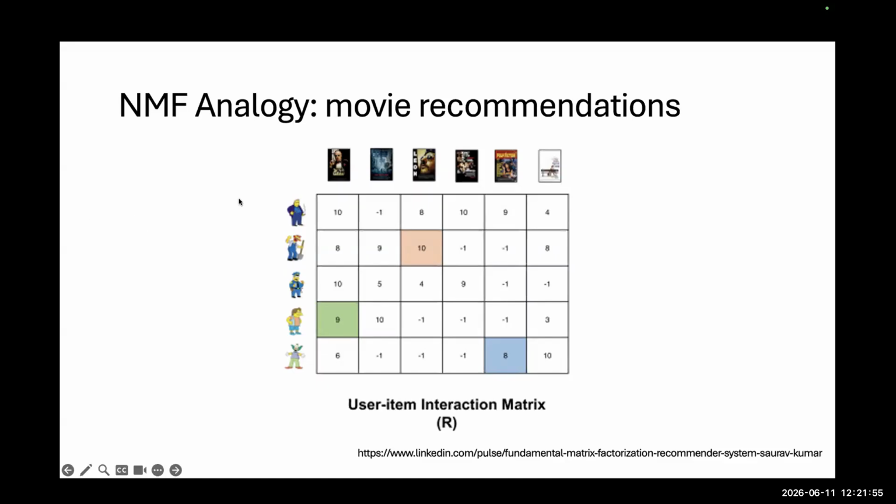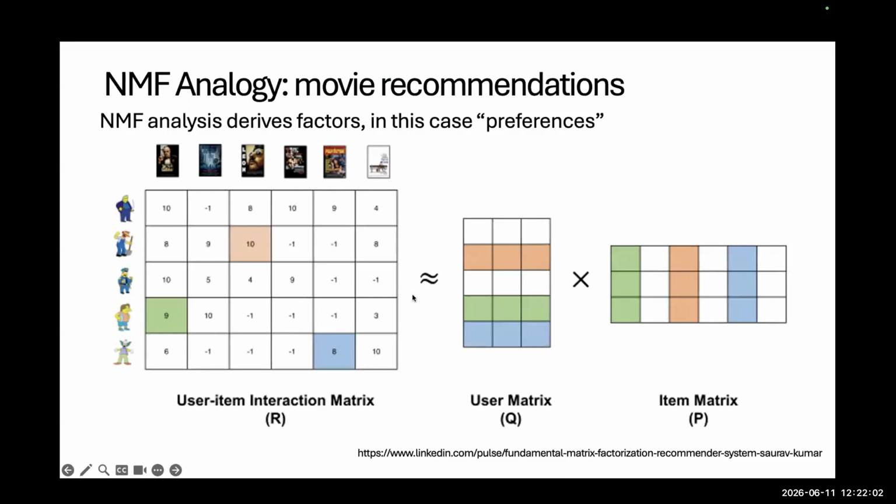This is one way to do it. Here you have a matrix of users by movies. You can simplify that into two submatrices, one for the users and one for the items or movies. And in this case, NMF analysis will derive the factors. Those are the preferences for movie viewing from those submatrices. By doing that, they can see what other users who are like me tend to watch and get an idea of what I might like to watch as well through inference based on the data.